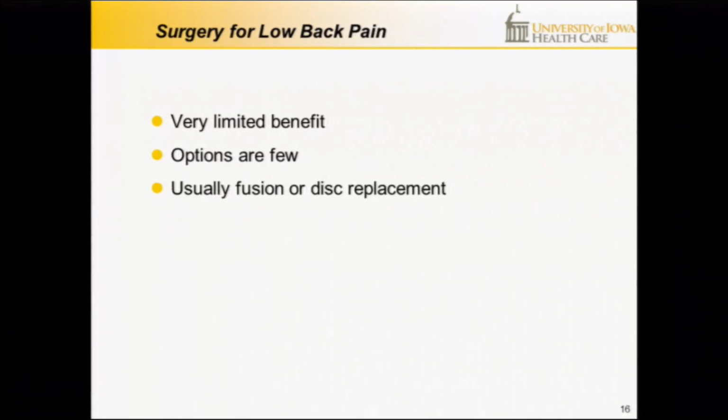And then finally, surgery. Surgery being a last resort for many of the conditions that as orthopedic surgeons that we treat, at least on an elective basis. Surgery in and of itself for back pain has very limited benefit. And of the two options that are available, usually we're either looking at fusion of the involved vertebrae in the disc or disc replacement. There's very marginal success with both of these options in the literature.